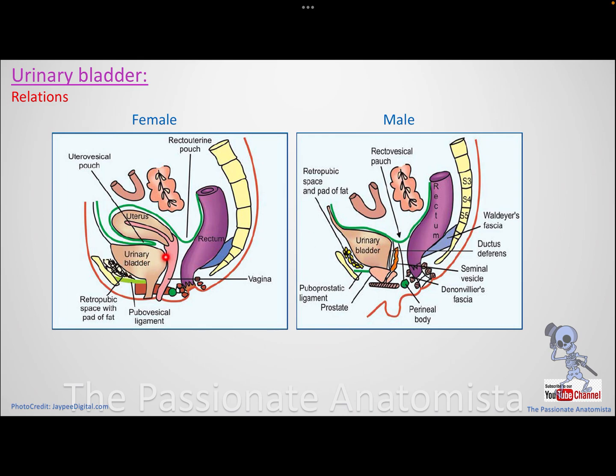However, in the female, the whole female system separates the bladder from everything else. So the superior relation would be uterus, posterior relation would be vagina. That's all. And here you have the male stuff, and superiorly abdominal stuff. Now what about the anterior relation? It's going to be your pubic bone and pubic symphysis. It's very simple and easy.